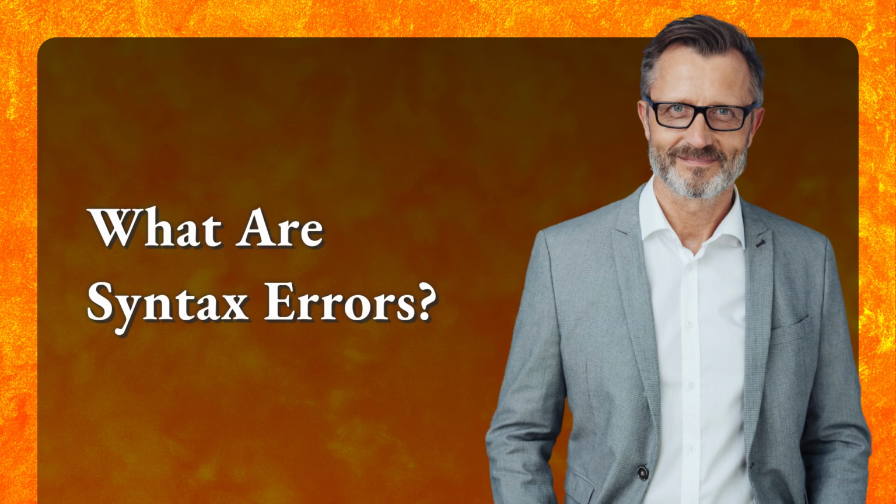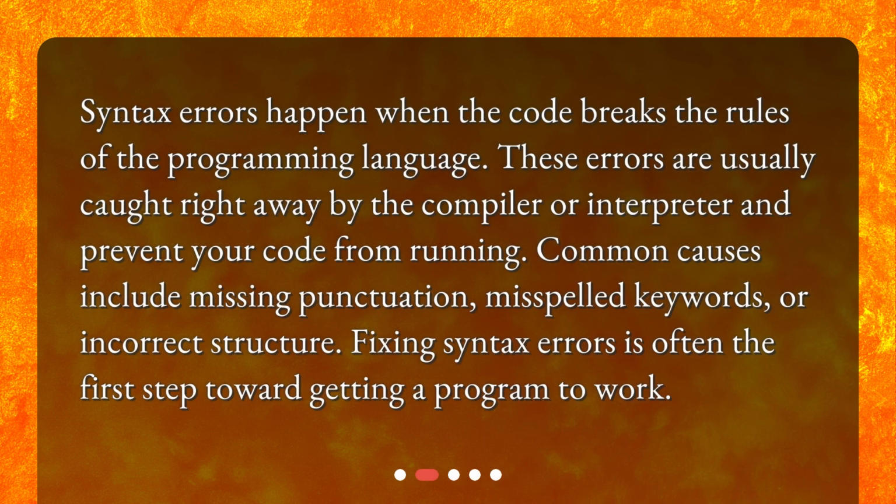What are syntax errors? Syntax errors happen when the code breaks the rules of the programming language. These errors are usually caught right away by the compiler or interpreter and prevent your code from running. Common causes include missing punctuation, misspelled keywords, or incorrect structure. Fixing syntax errors is often the first step toward getting a program to work.